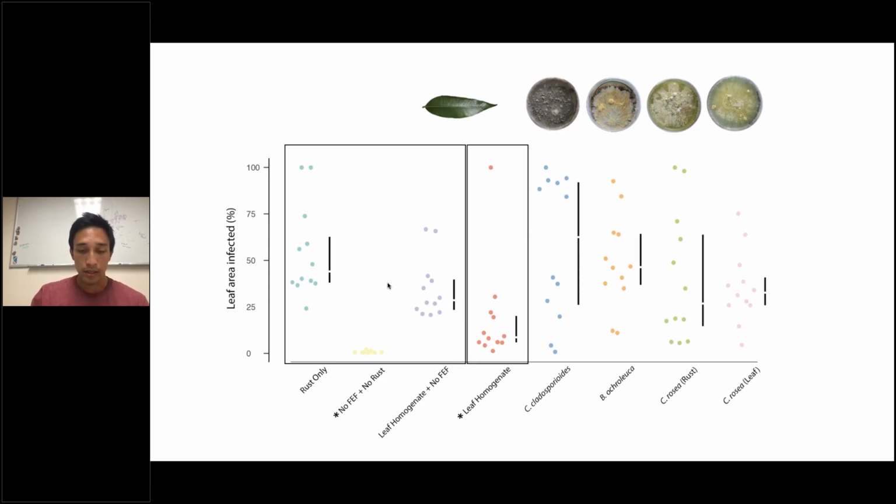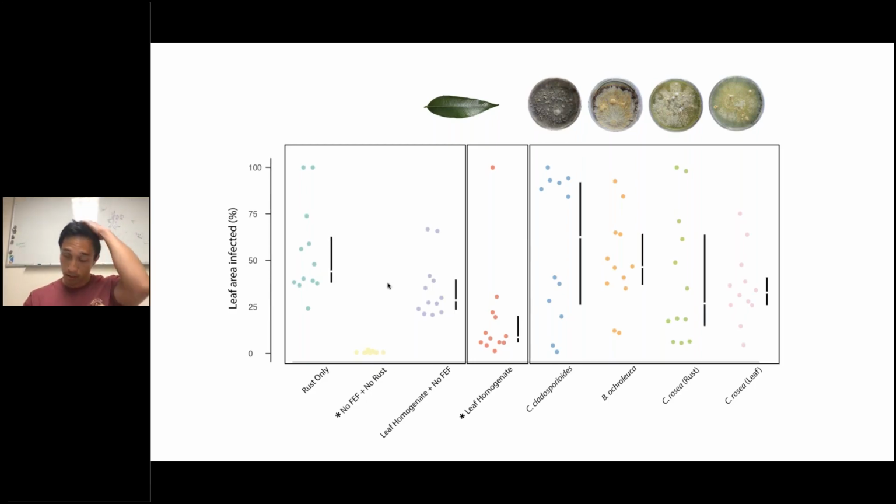And so with the leaf homogenate treatment, this middle column here, we did see what we thought, and this wasn't actually statistically analyzed yet, but what we thought was a statistically significant effect of the leaf homogenate treatment. And then the four spore slurries, right, of the different taxa.